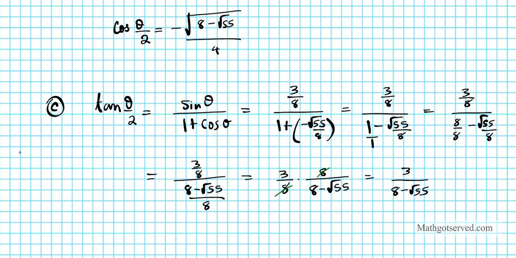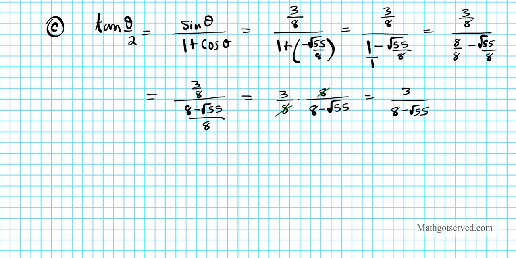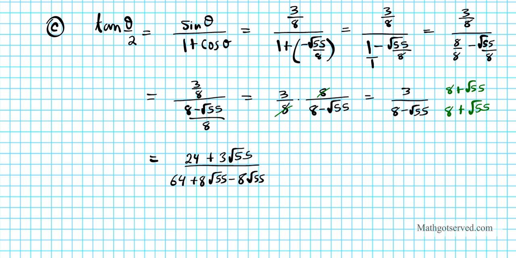Okay, now we're going to have a square root in the denominator, so we're going to multiply the numerator and the denominator by the conjugate of the denominator, which is 8 plus root 55, top and bottom. And then that's going to give us, in the numerator, if we distribute this 3 to both of them, we'll have 24 plus 3 root 55. And in the denominator, we're going to have 8 times 8 is 64, plus 8 root 55, minus 8 root 55, minus root 55 squared, which is just 55, because the square roots cancel out.